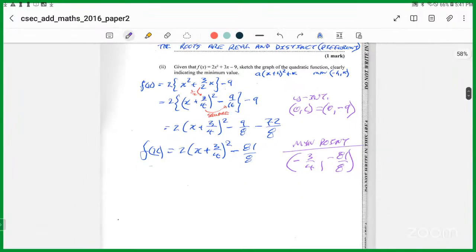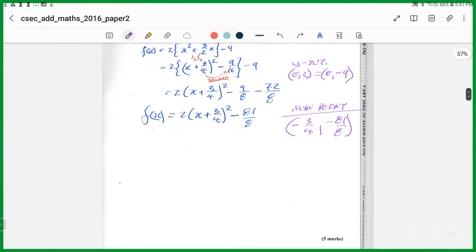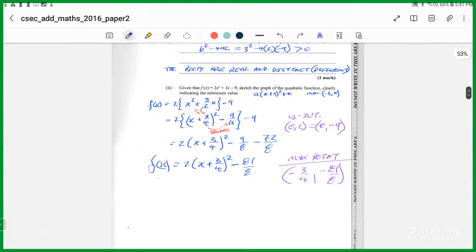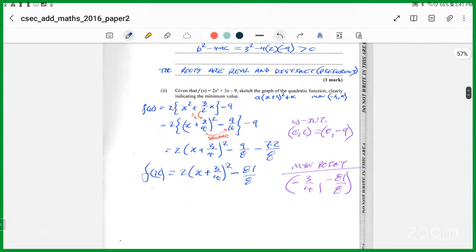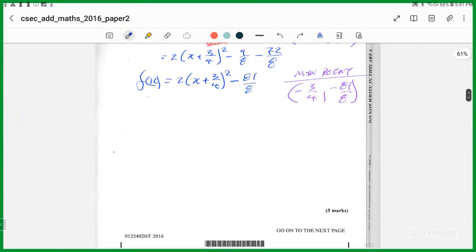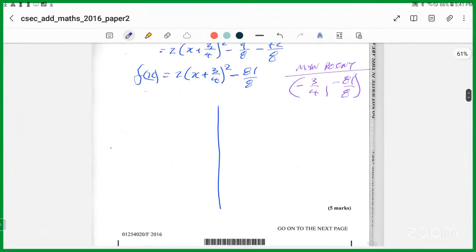That's the sketch for one, so let's sketch it over here now. It asks us to show the roots and the minimum value. Alright, so doing a sketch now.